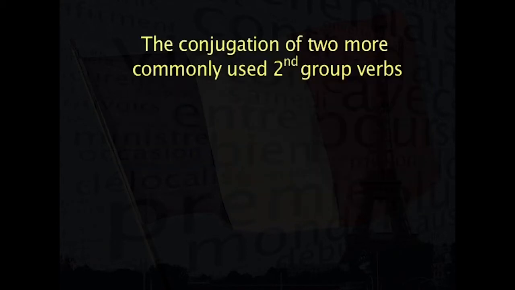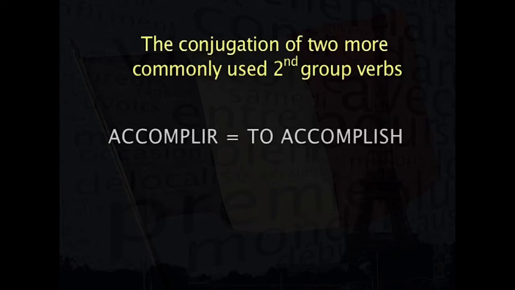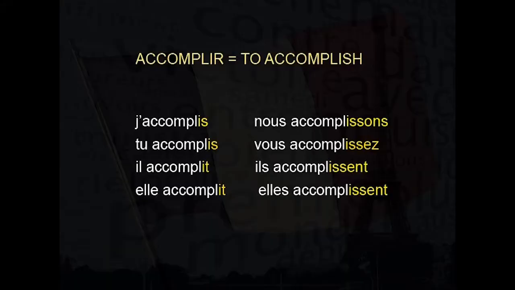I'll now show you the conjugation of two more commonly used second group verbs. Accomplir means to accomplish. Since the verb begins with a vowel, the phenomenon of elision must be respected. So here's the conjugation. J'accomplis, tu accomplis, il accomplit, elle accomplit, nous accomplissons, vous accomplissez, ils accomplissent, elles accomplissent.